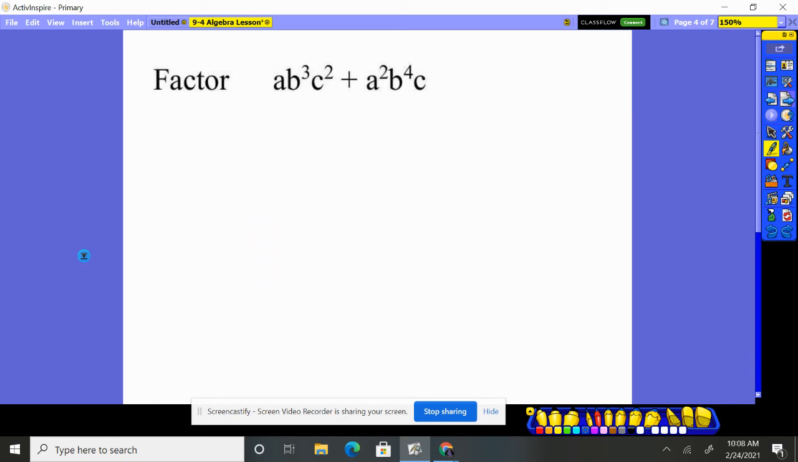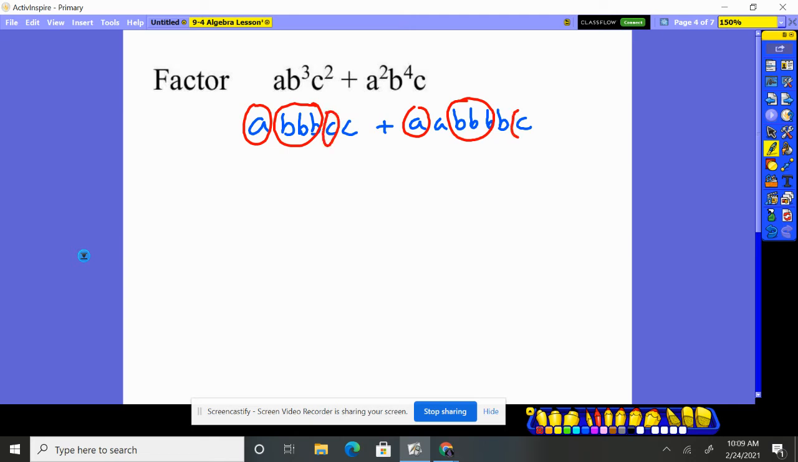All right, let's look at the next one. Okay, what does it have? This guy has an A, B, B, B, C, C. This guy has an A, A, B, B, B, B, C. So we want to say, hey, what do they both have? They both have an A. He has 3 B's, B cubed. He has a C. So what do they share? They have an A, B cubed, and a C.